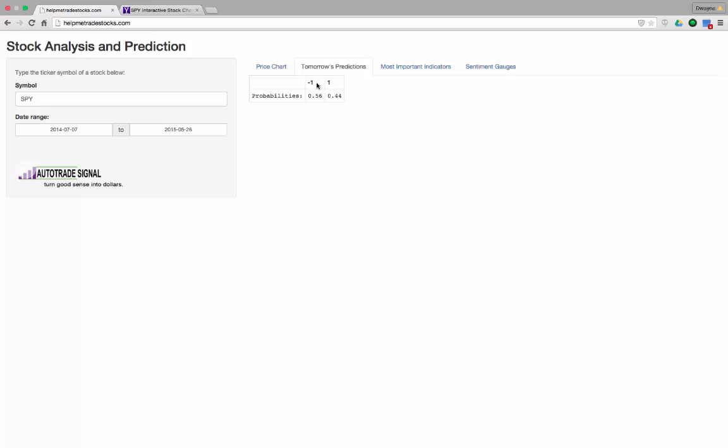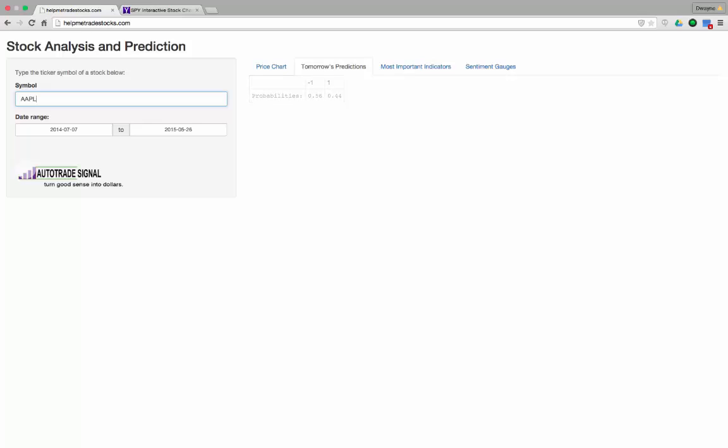-1 means the market will go down. +1 represents the likelihood of the market going up. You simply find the number that's bigger. 0.56 is pretty close to the middle. In other words, the market might not move a lot, or it might be uncertain as to which direction it may go.